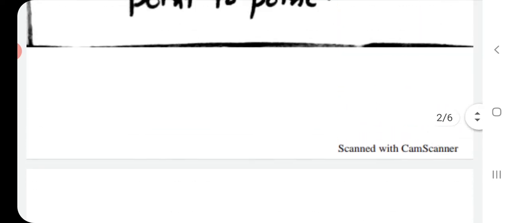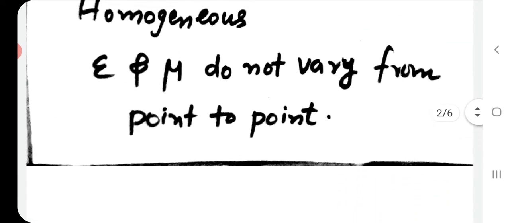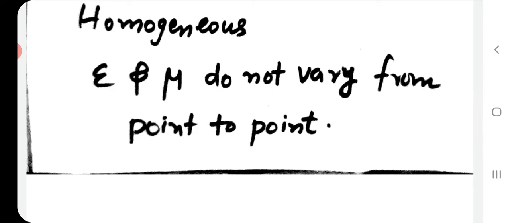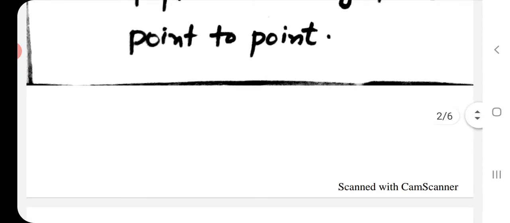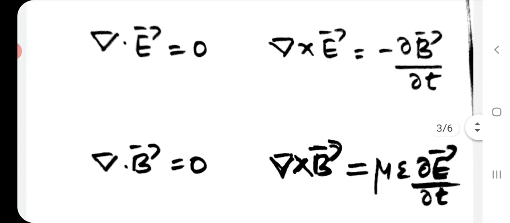And we consider a homogeneous medium. Homogeneous means epsilon and mu do not vary from point to point. So everywhere in the medium, epsilon and mu are constant. So we are considering a linear homogeneous medium. There the Maxwell's equations are given by these four equations: del dot E 0, del cross E minus dou B by dou t, del dot B 0, del cross B equal to mu epsilon dou E by dou t.